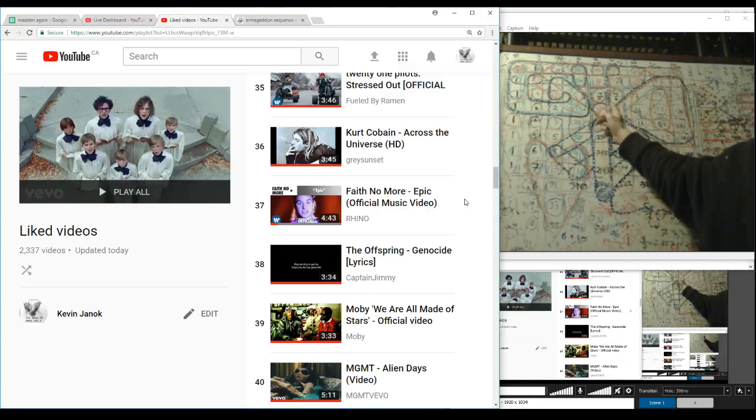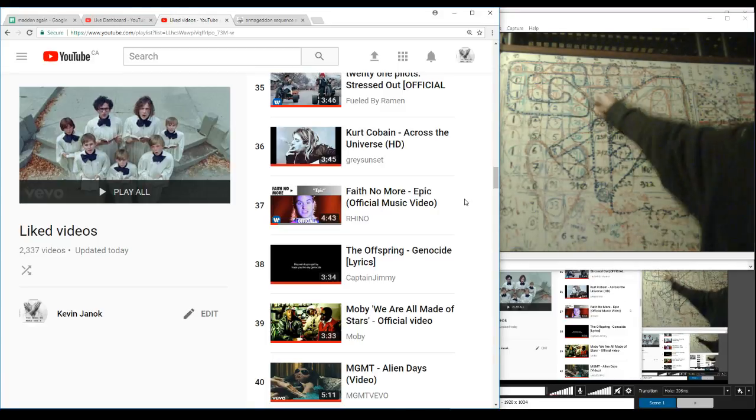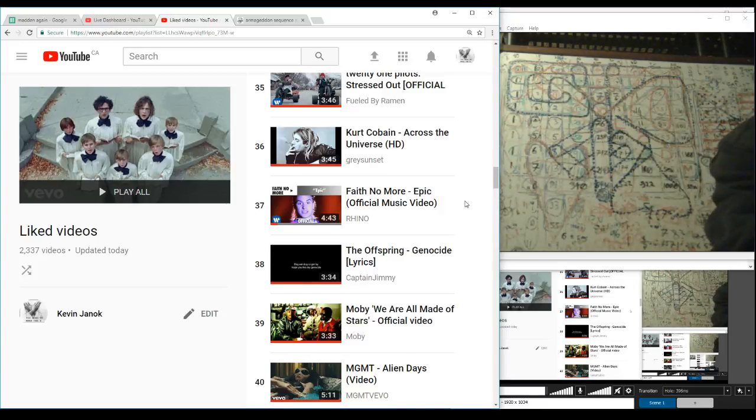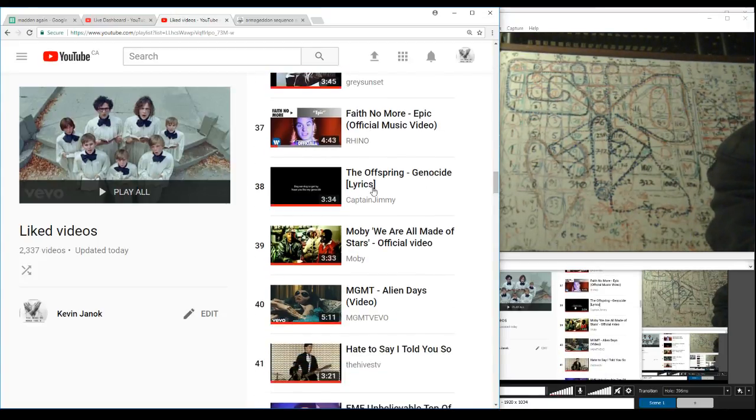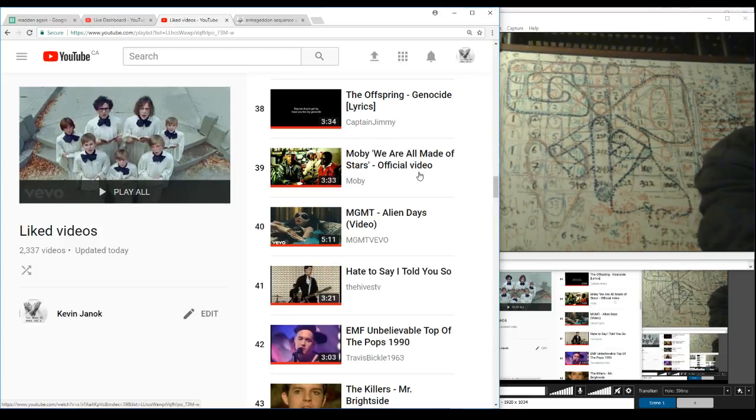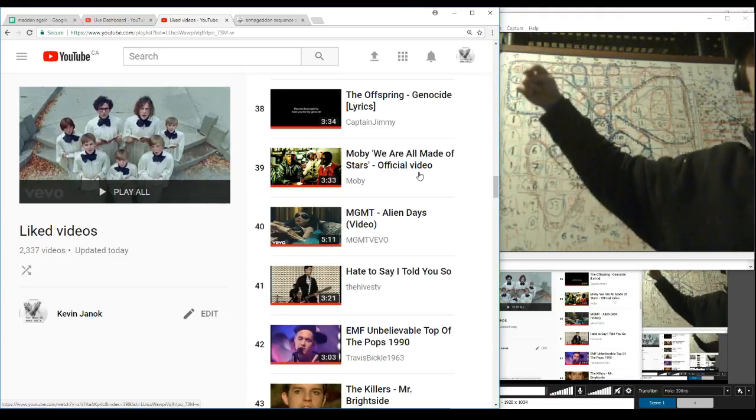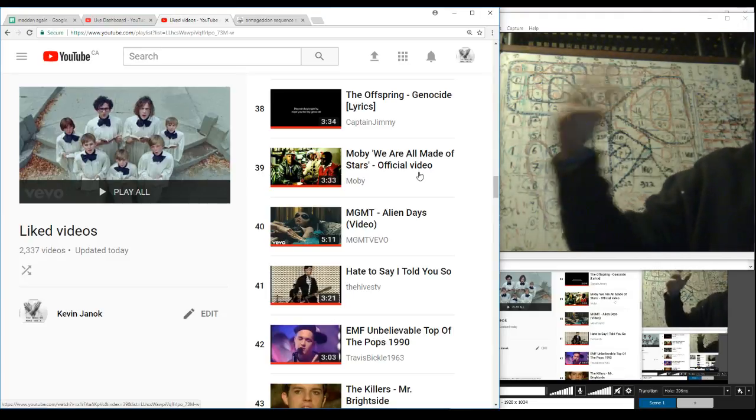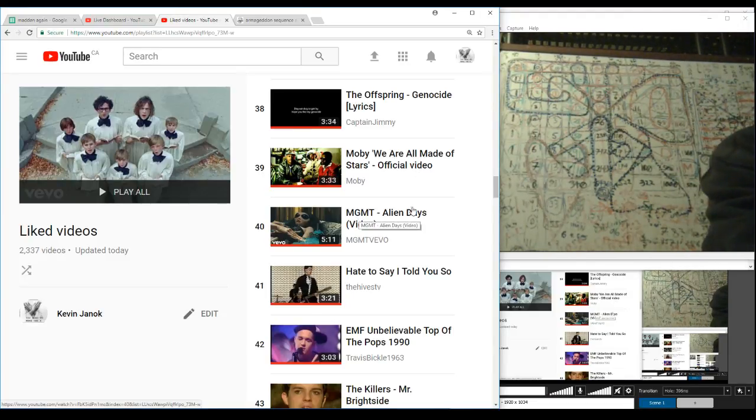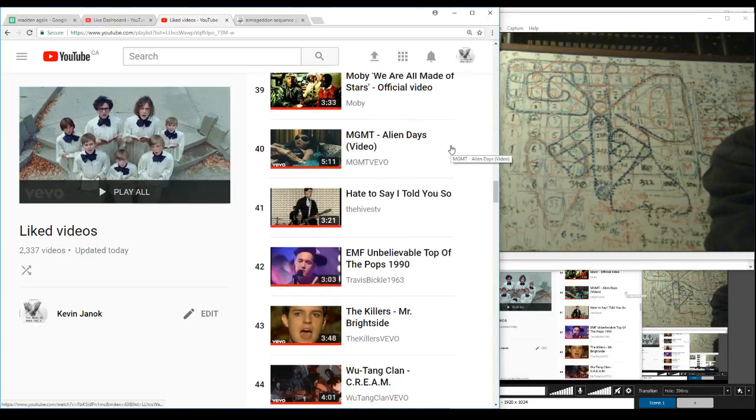What is it? It is. What is it? It's this. The Offspring, Genocide. Interesting lyrics. Moby, We Are All Made of Stars. Really. Just like the Wow video by Beck. He's actually got arrows pointing to stars in the lyric video of Wow. MGMT, Alien Days, because I totally don't feel like one of you these days.